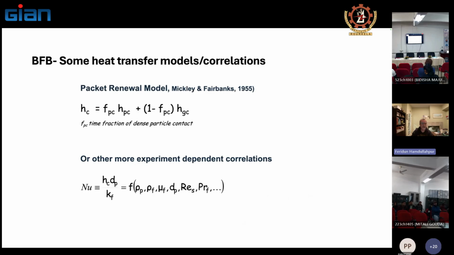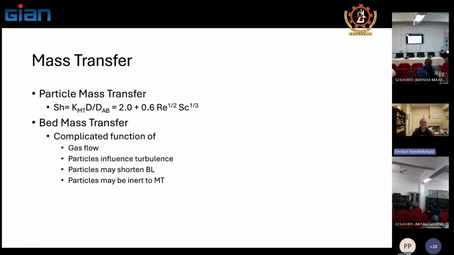So this is just to show you some models and, again, how to predict the heat transfer coefficient through the Nusselt number. Mass transfer, again, is similar through the Sherwood number. You can use various correlations, but with the understanding that for those, gas flow is important.